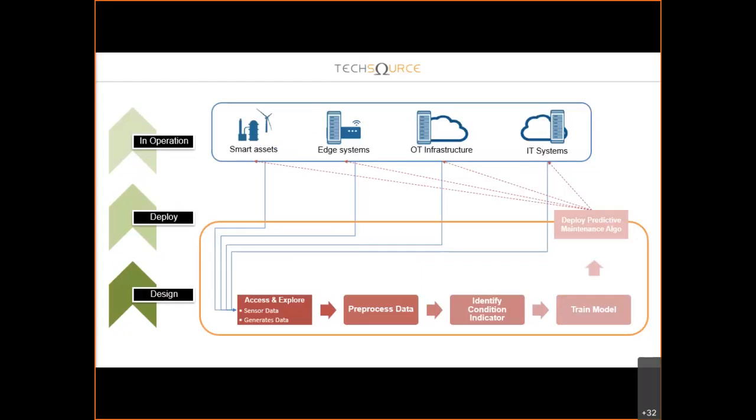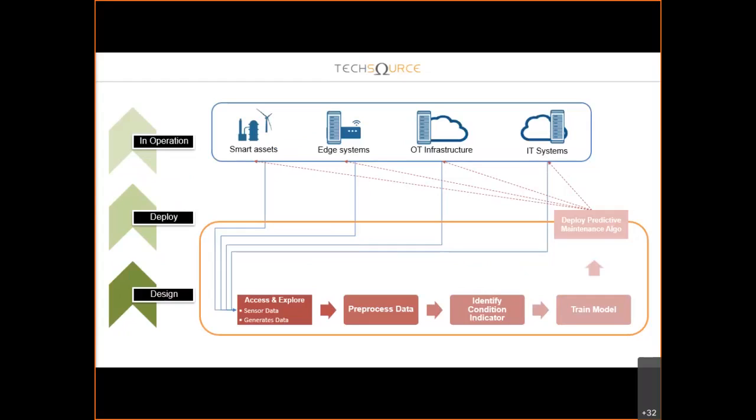So you need to process the data first, then identify condition indicators, which are features that are useful for distinguishing normal from faulty operation, or for predicting remaining useful life. In this step you can choose time domain, frequency domain, or time-frequency domain features, etc. Then, once you have the features, you can train the model by using machine learning techniques or other AI techniques.